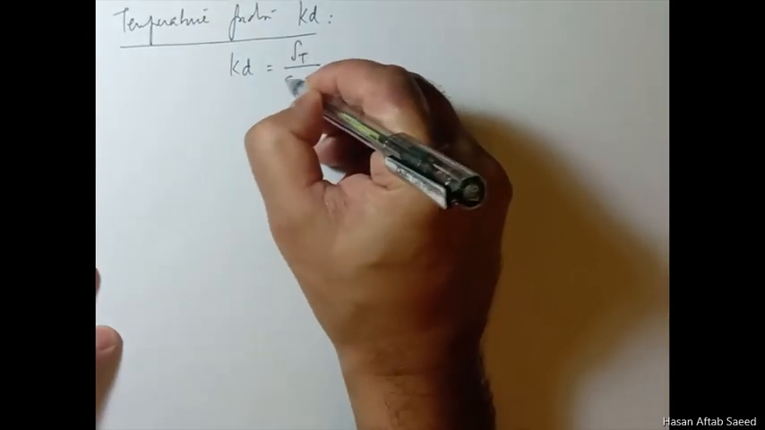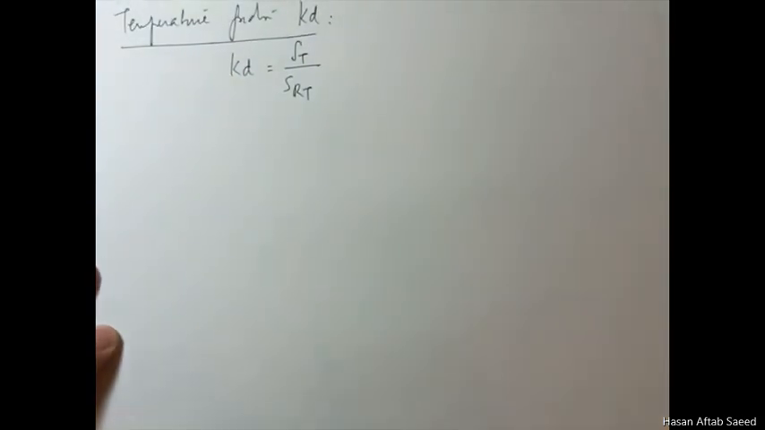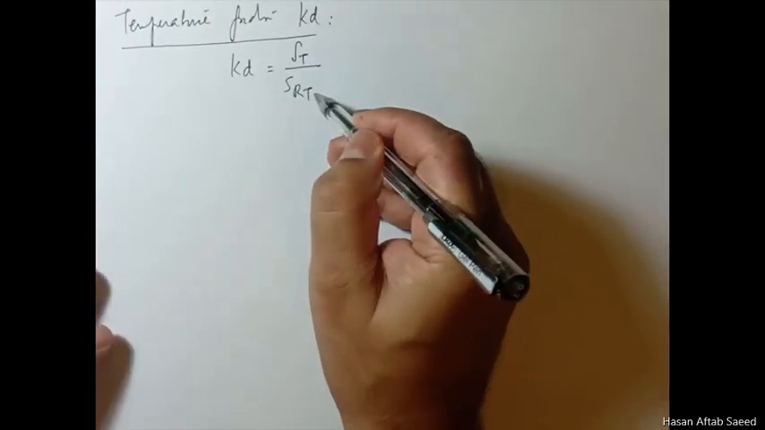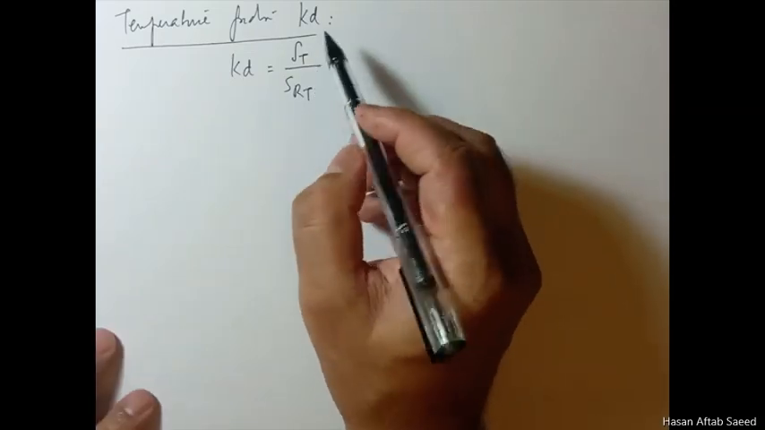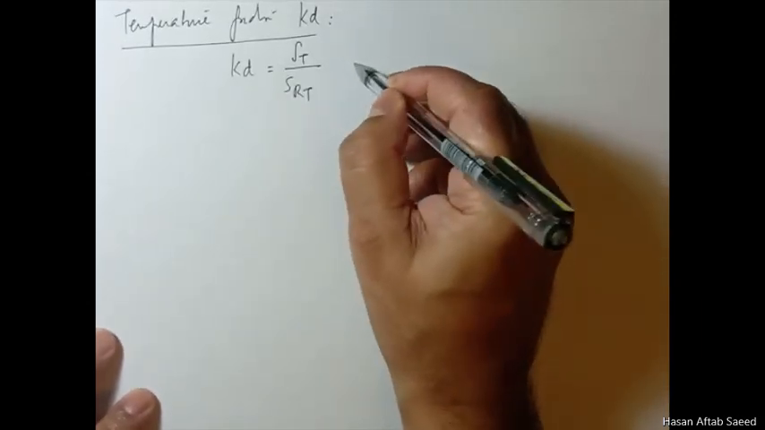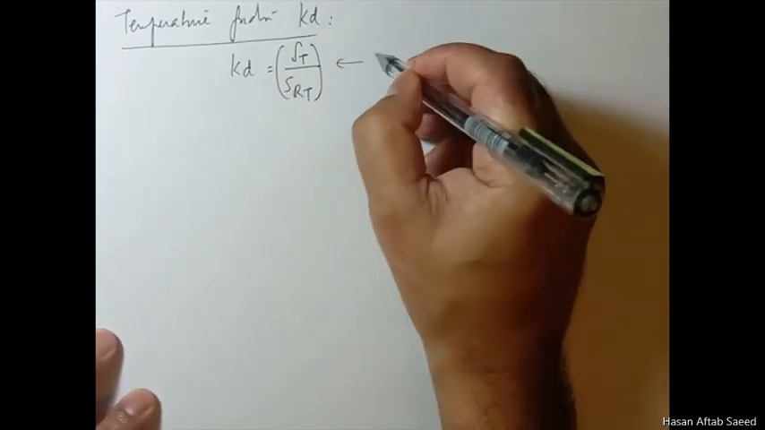Here ST over SRT, this is the tensile strength at the temperature we are talking about, and this is the tensile strength at room temperature. So if we put in the values, we'll be taking these values of ST over SRT from table 6.4.